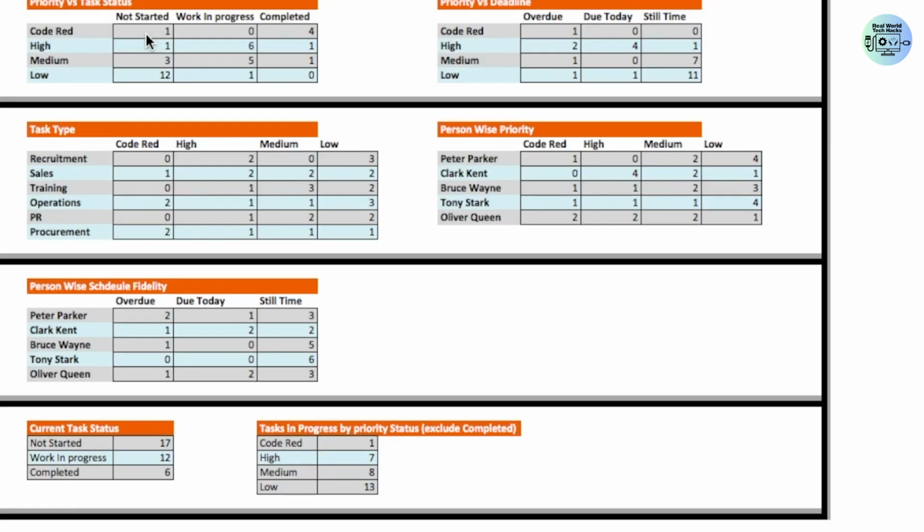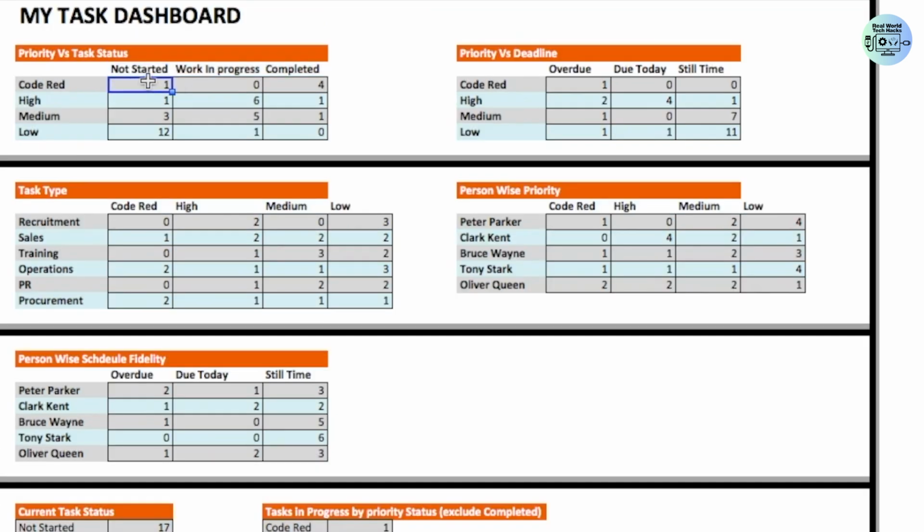So if you look at the first report, it is priority versus the task status. It has the priority on one axis of the report and the task status on another axis. How can I get these reports? The simplest way to do it is the count function. And since we have two different things to count, we will use the COUNTIFS function. So as you see here, let's go to the first cell, which is code red and not started.